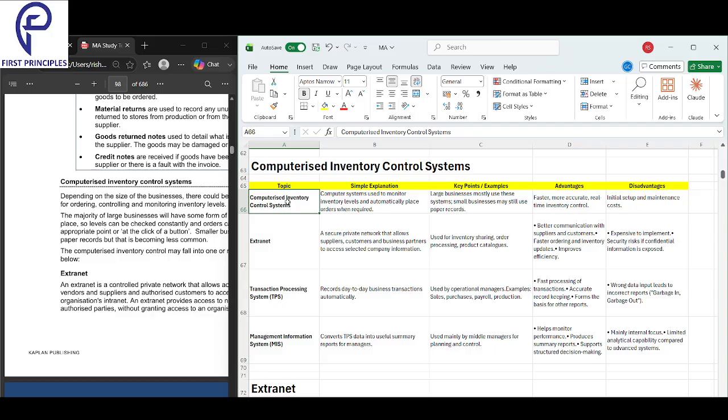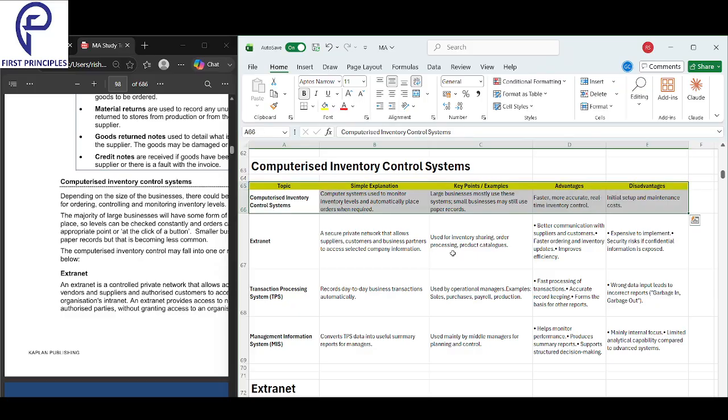In this case, it tracks the stock levels and auto places new orders. Whenever it is low, it will automatically place the new orders. It is mainly used by large businesses. Small ones may still use paper. Advantage is it's fast, accurate, and real-time control. And disadvantage is high setup and maintenance cost.